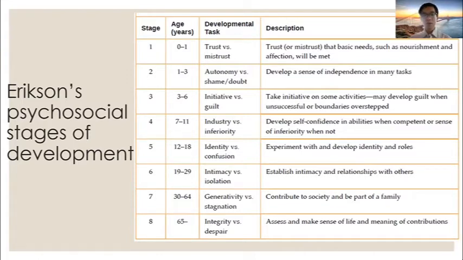So in adolescence, namely from age 12 to 18 in stage five, it's really critical to develop a sense of identity. And they'll experiment with different identities. They want to find themselves. They want to find where they are in the society because they want to assimilate into the society.